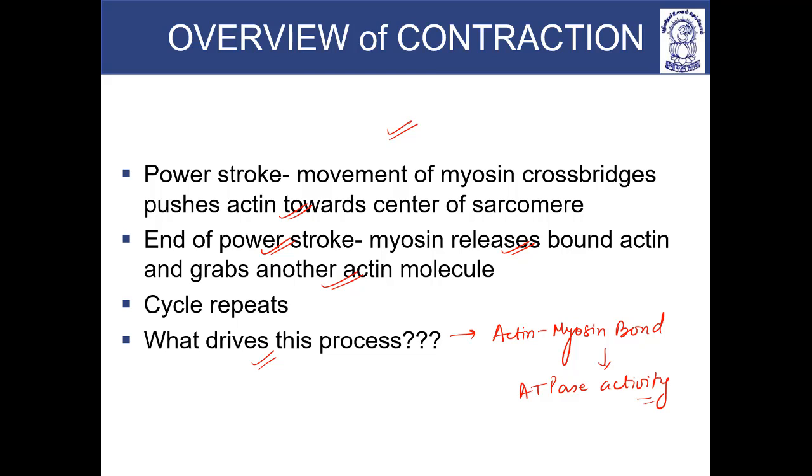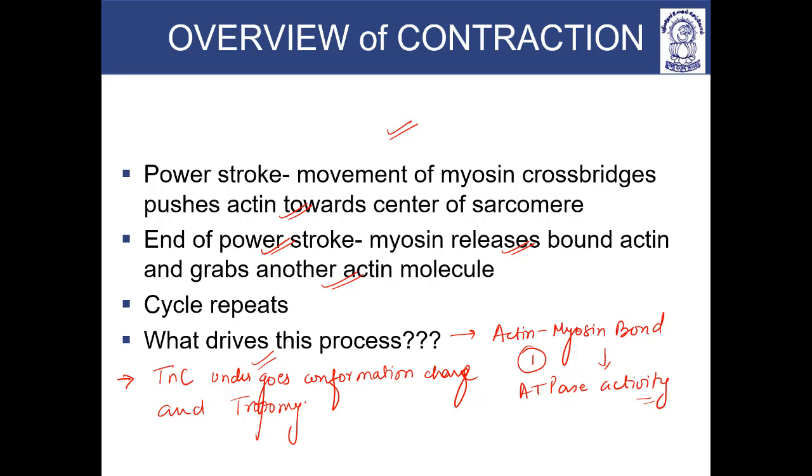Now, very important: the calcium released by the sarcoplasmic reticulum binds to the troponin. Troponin undergoes a conformational change and tropomyosin is shifted. So the driving factors are, first, the ATPase activity, and second, troponin undergoes conformational change and tropomyosin is shifted.